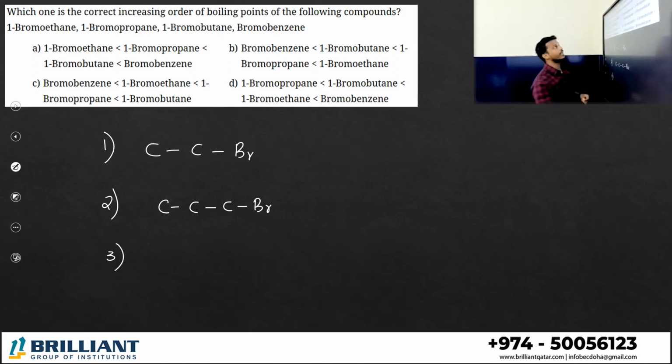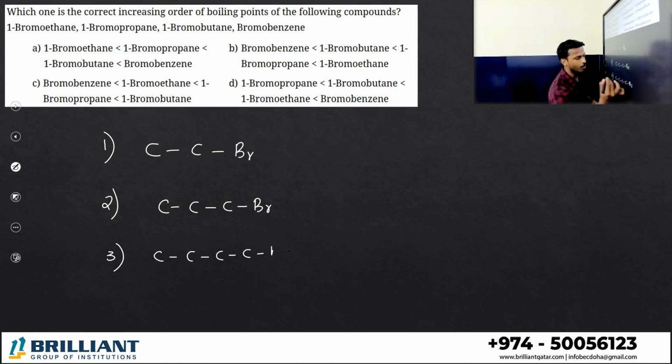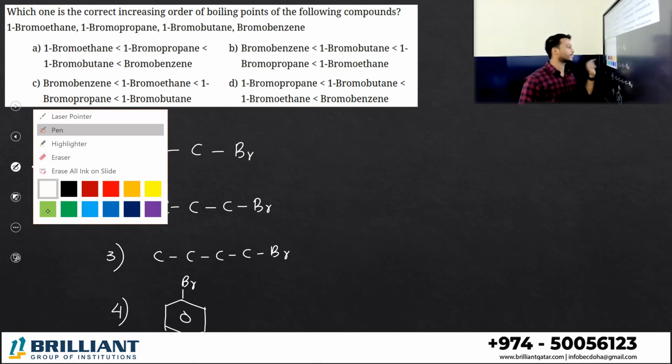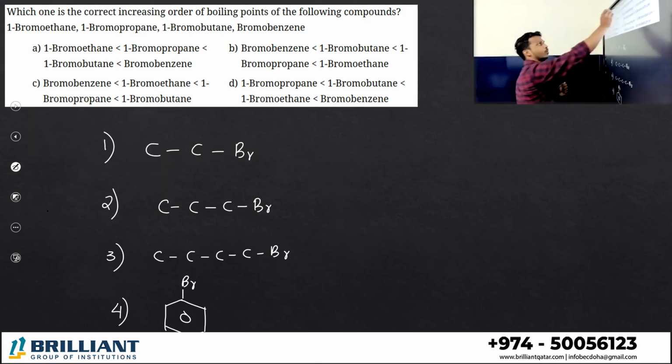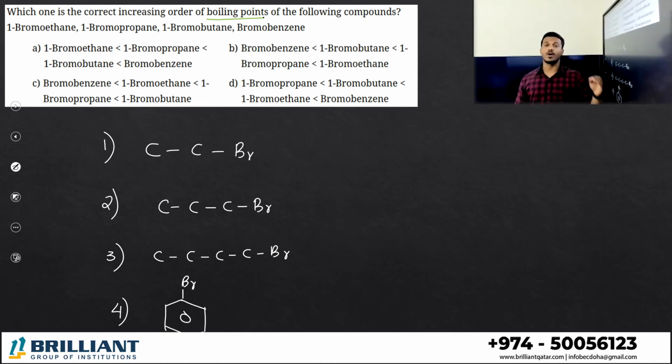And the third compound is 1 bromobutane. So there are 4 carbon atoms total with a bromine. And the fourth compound is bromobenzene, a haloarene. Alright. So this is the compound that we have. See, the question is related to boiling point. You know, boiling point mainly depends on different factors like molecular mass. If the molecular mass of the compound is greater, its density is greater, so the boiling point is greater.